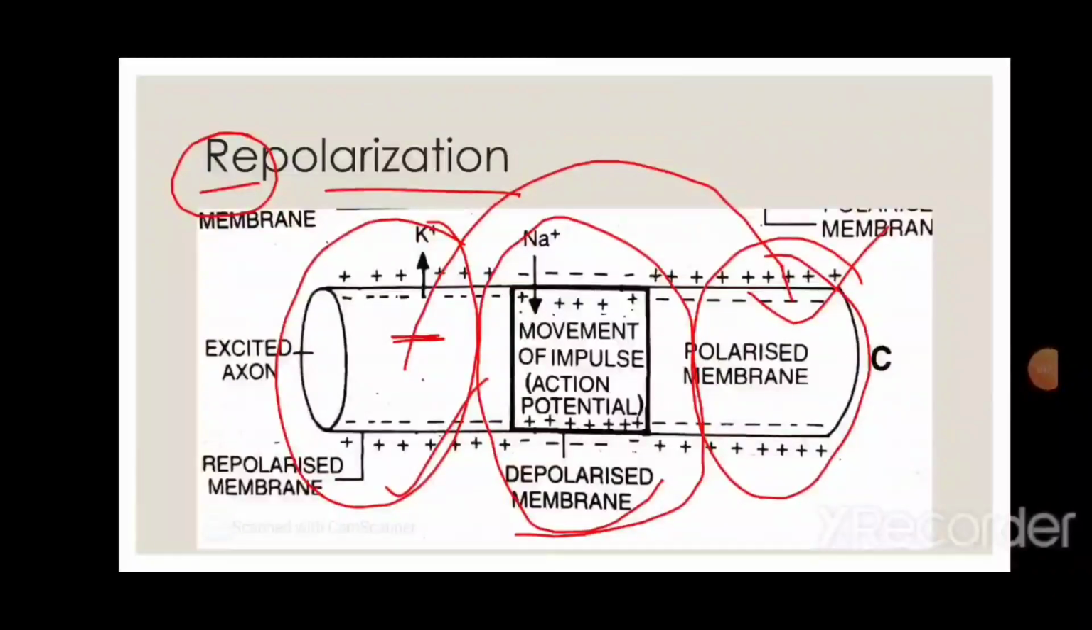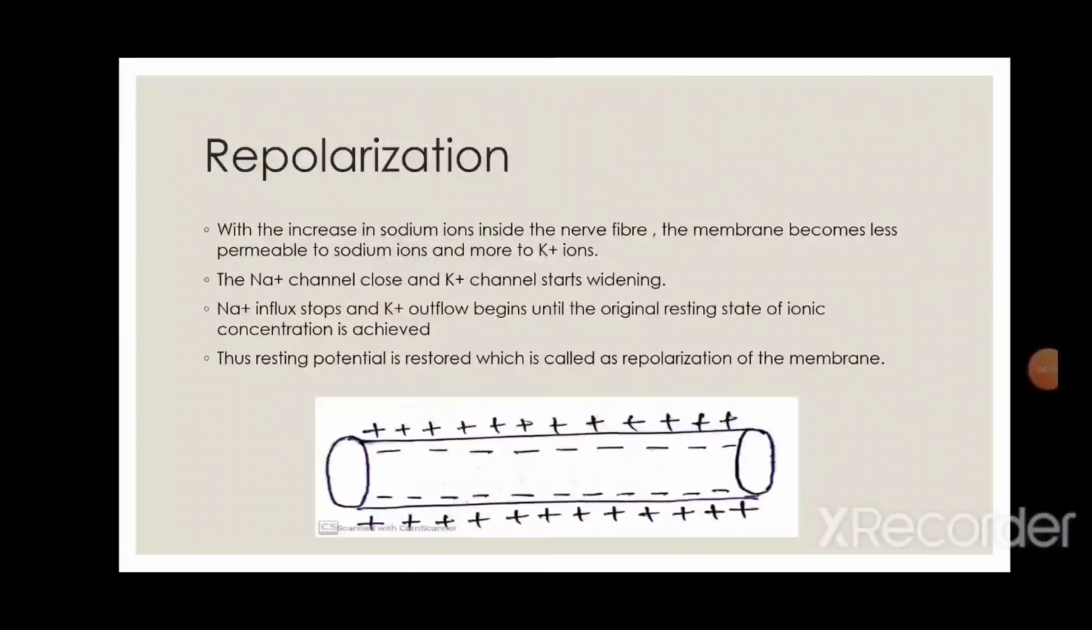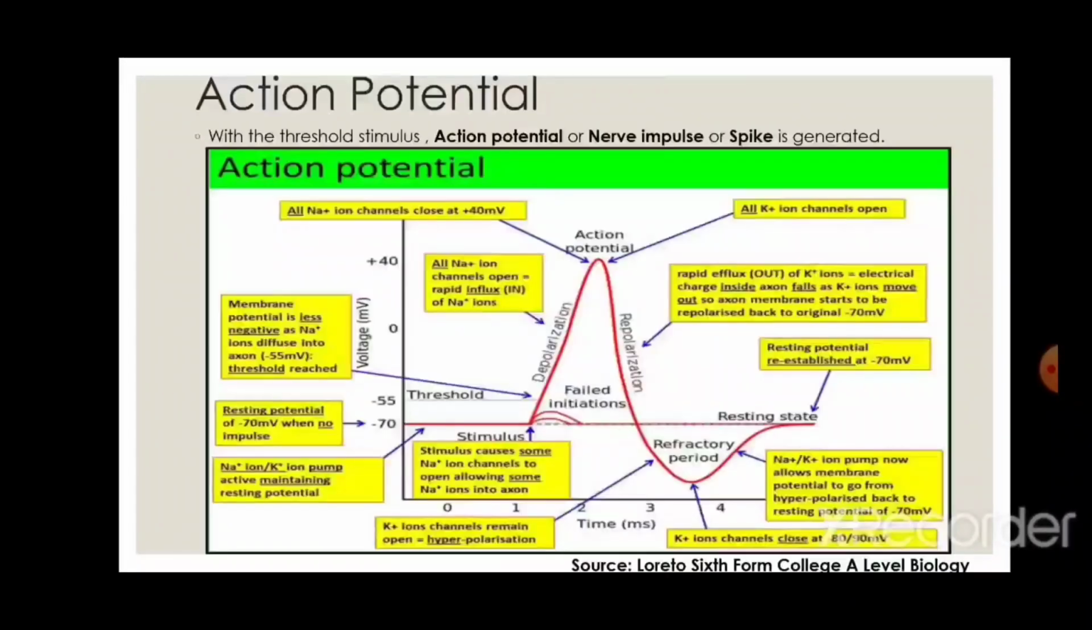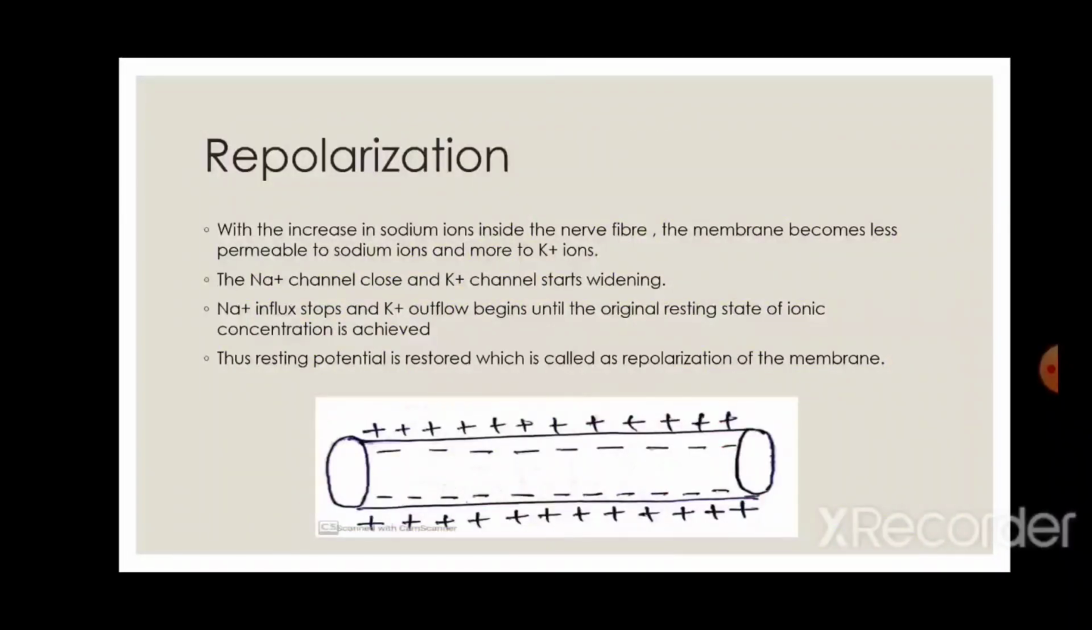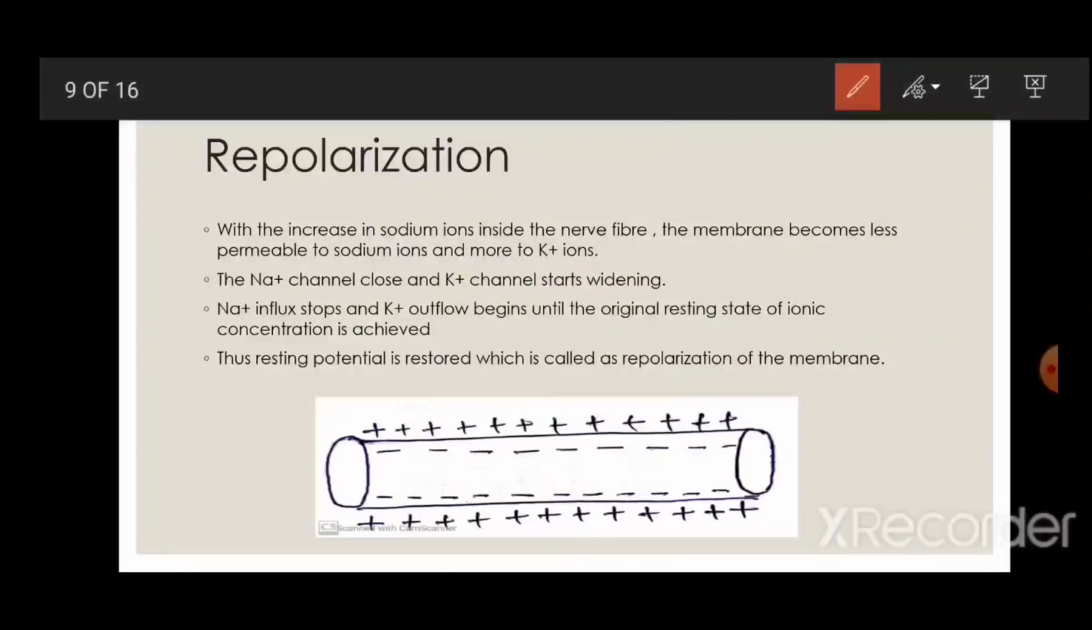Now let's look at another slide. So what all happens in repolarization, let's see this in detail. In repolarization, with an increase in sodium ions inside the nerve fibers, the membrane becomes less permeable to sodium ions and more permeable to potassium ions.